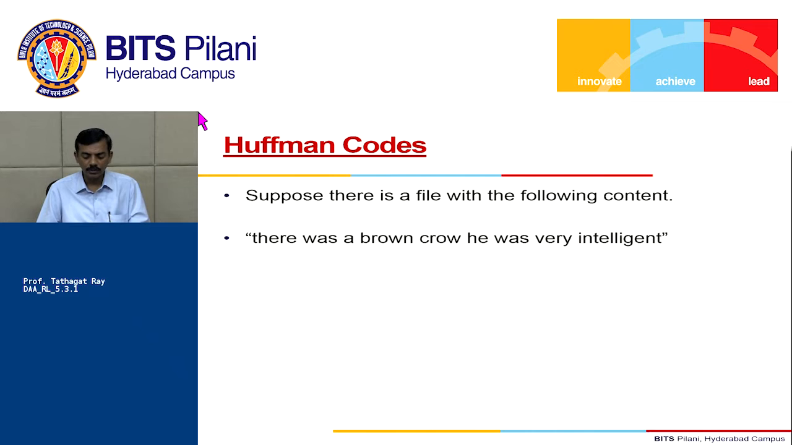So today we will look into another algorithm which is called Huffman coding, and we will see how Huffman codes use a greedy approach to solve the problem. So let's say you have a text file with the following content, where it is written, "there was a brown crow, he was very intelligent." I'm just writing some words, maybe some sentences, okay?